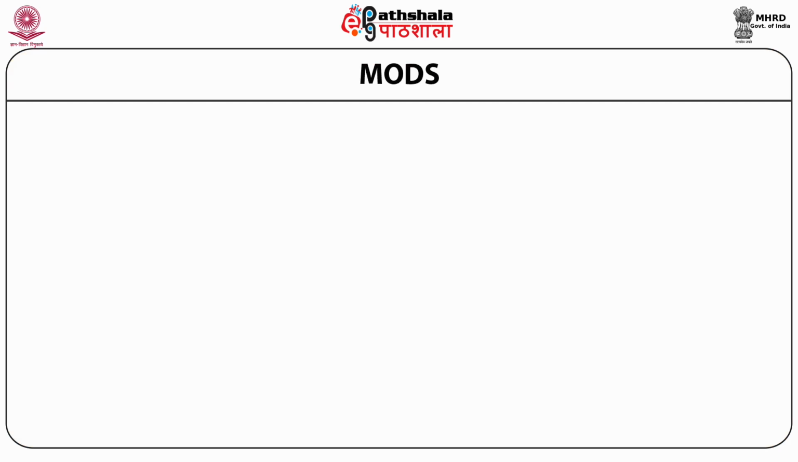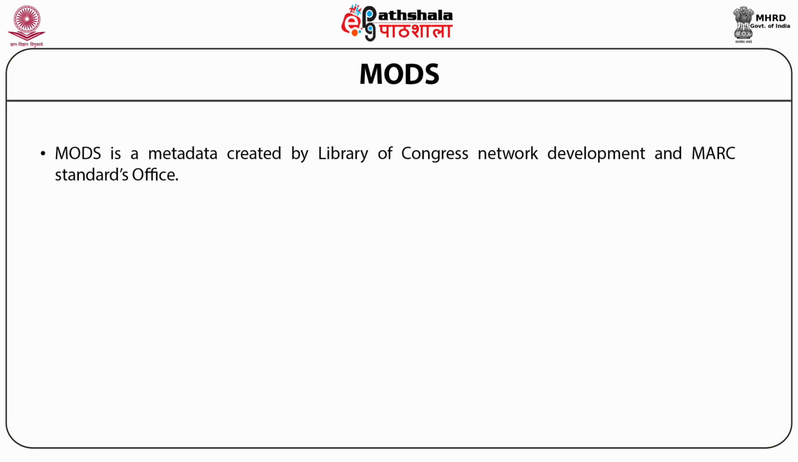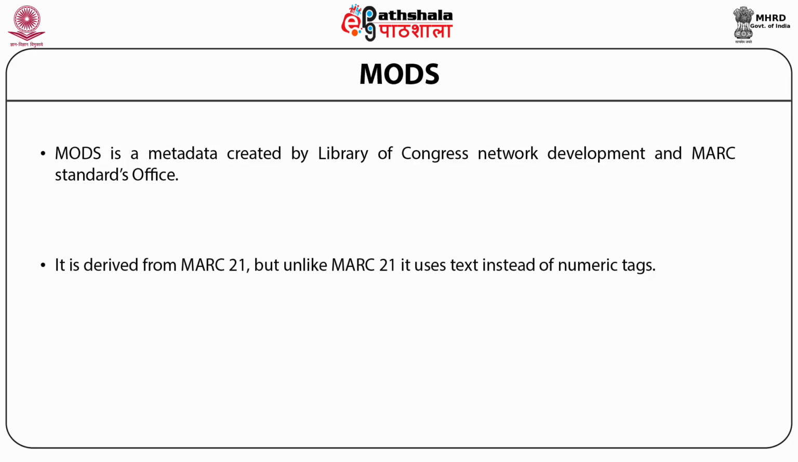MODS, M-O-D-S. MODS is a metadata standard created by the Library of Congress Network Development and MARC Standard office. It is derived from MARC 21, but unlike MARC 21, it uses text instead of numeric tags. It offers more granularity in its data structure. In fact, MODS is not as popular as MARC 21 or Dublin Core.